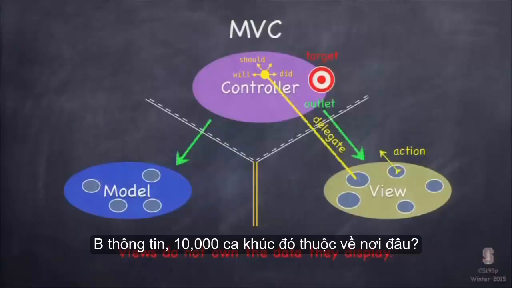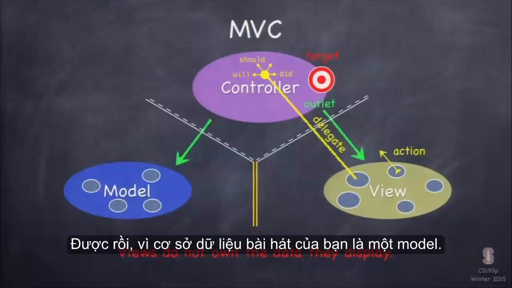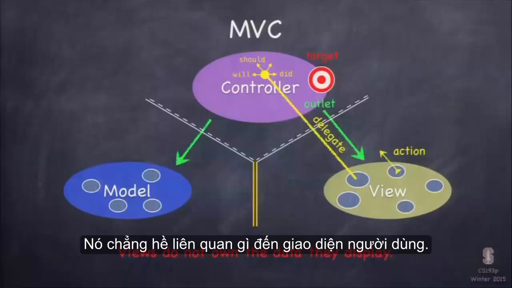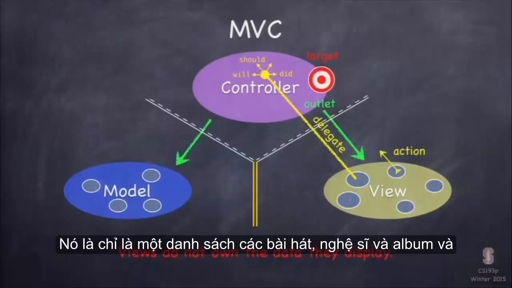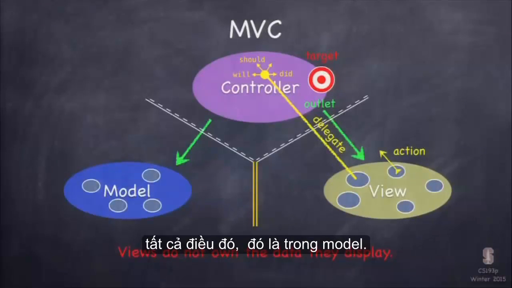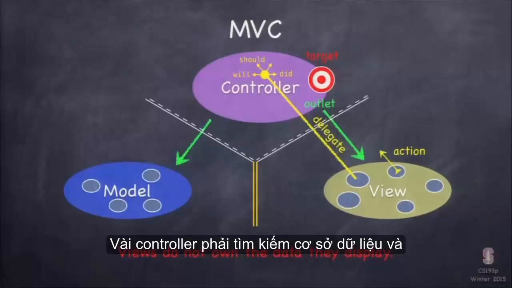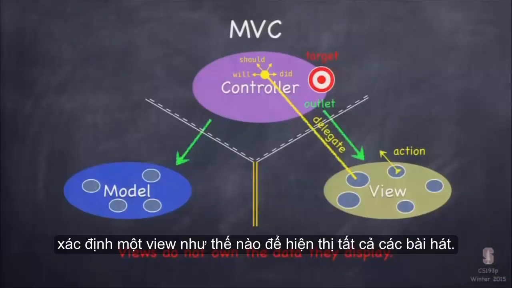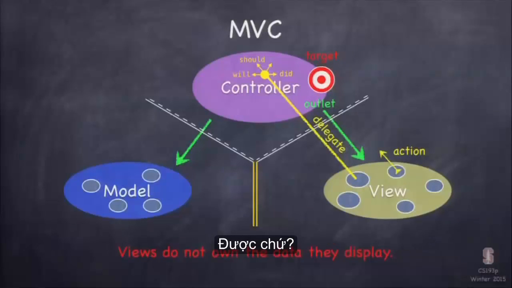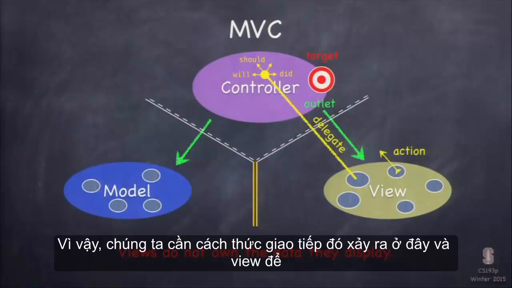A, that would be inefficient. And B, that information, those 10,000 songs, belongs where? In the model. Because your song database is a model. It has nothing to do with UI. It's just a list of songs and artists and albums and all that. It's in the model. Some controller has to look at that database and tell a view how to display all those songs. So we need that communication to happen here.